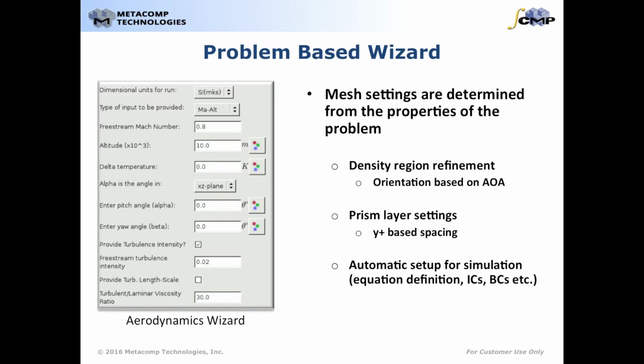Users simply answer a series of simple questions about the problem they're trying to solve. For example, the user enters the free stream Mach number, the altitude, and temperature, and from that, the wizard determines density region refinement, prism layer settings, and automatically defines an initial setup for CFD++.